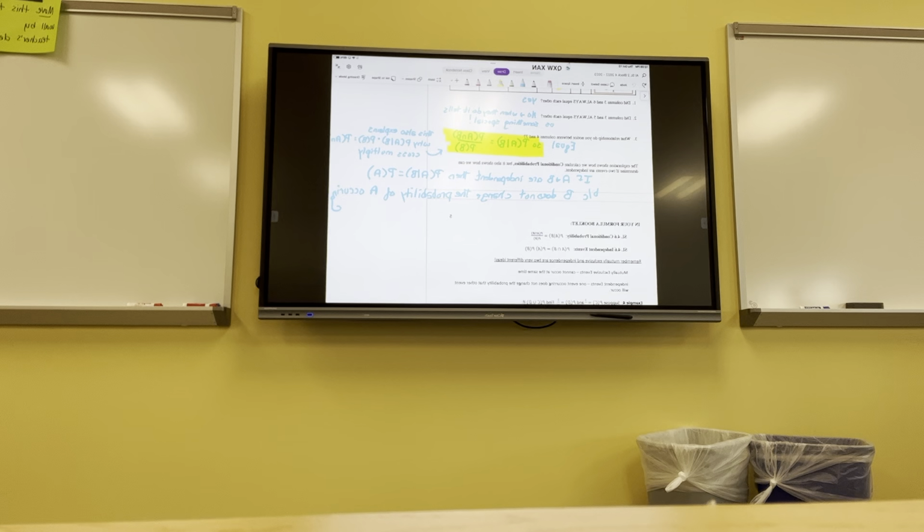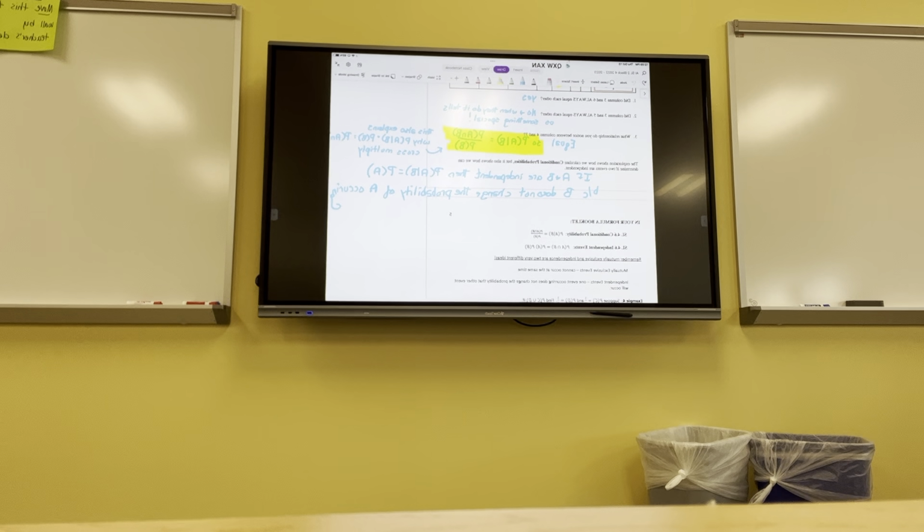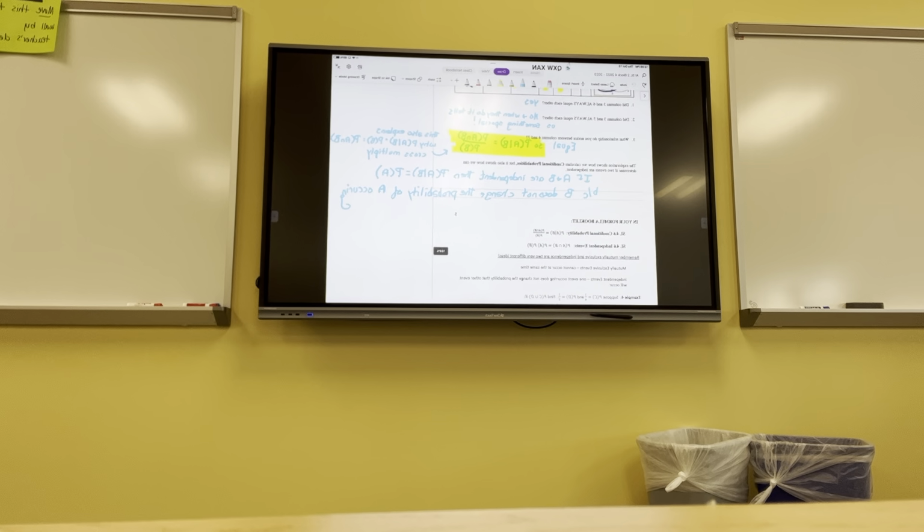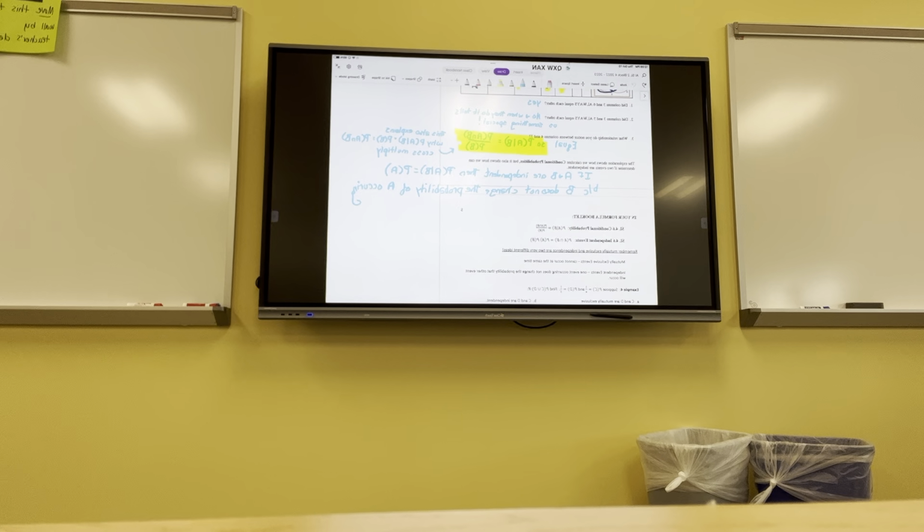So that's what I was talking about. You have a marble and a die. Or the spinner, let's say I have a spinner and a die, whatever my probability is on the spinner is not going to affect my probability of rolling the die. Doesn't matter. So that's what independent events are. B will not change the probability of A occurring.